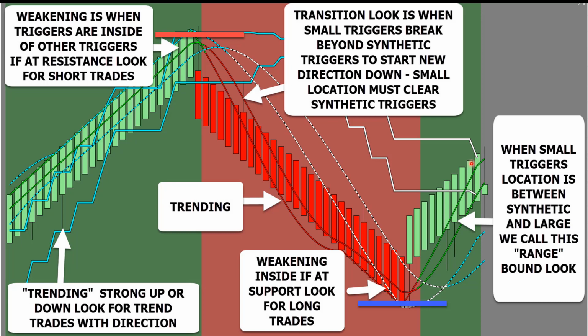Now, one more look that we have is when these small triggers are physically between the synthetic and the large triggers. We call this look a range-bound look. No trend trades in a range-bound look, but we will do edge trades or counter trend trades.